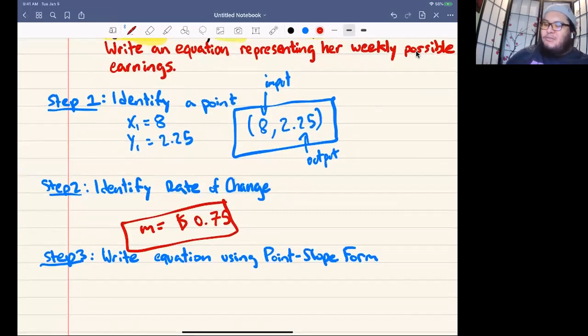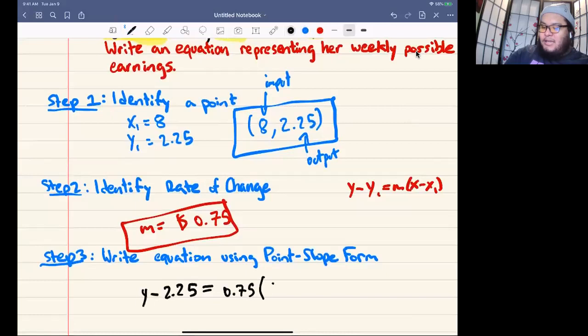So what we're going to do is remember the equation is y minus y1 is equal to m times x minus x1, where y1 is the y value of our point, x1 is the x value of our point, and m is the slope. So just write it down like you would. y stays the same minus y1, that's 2.25, equals our slope, which is 0.75, times quantity x minus x1, which is 8. And that's how we do this problem.